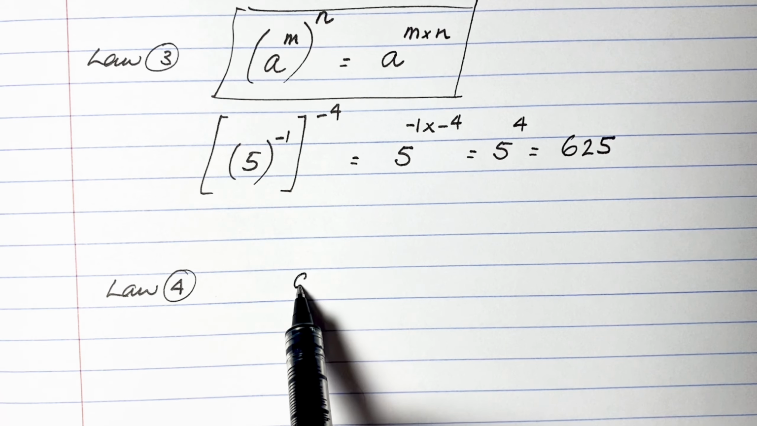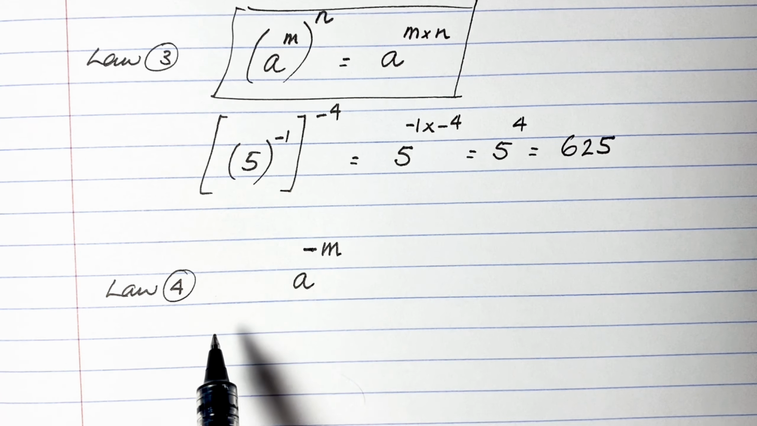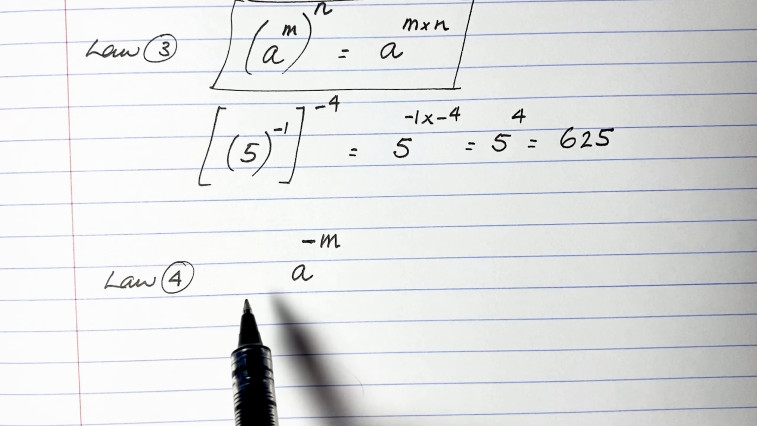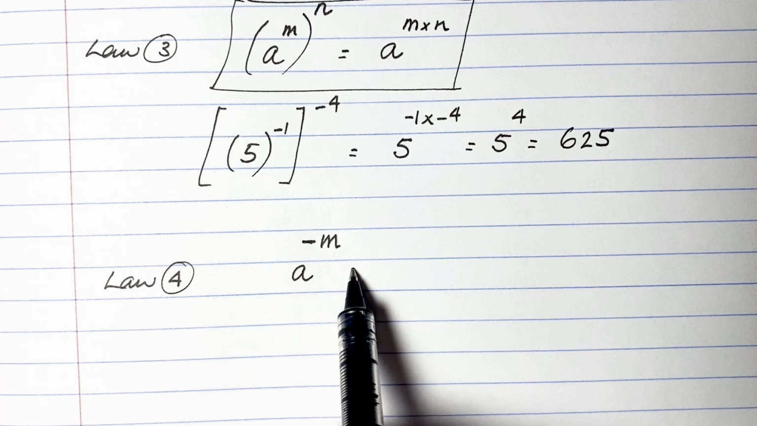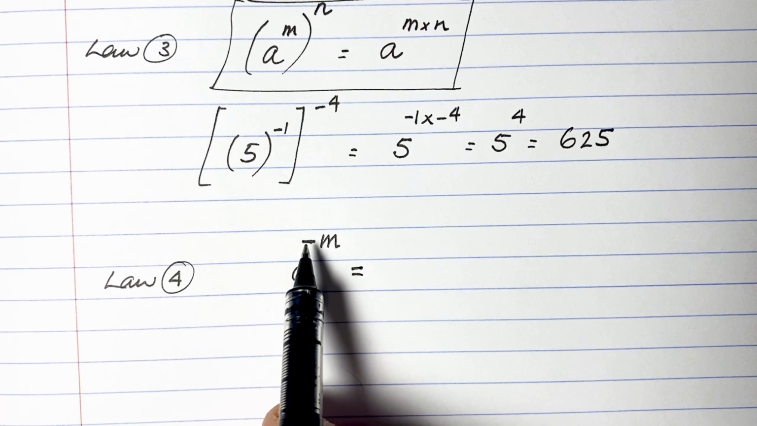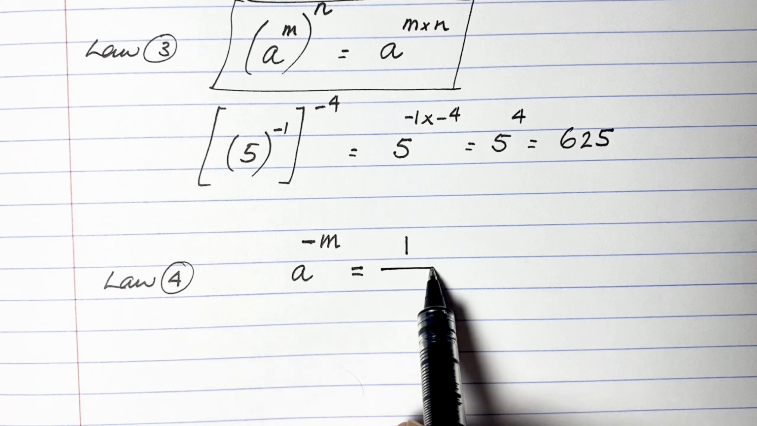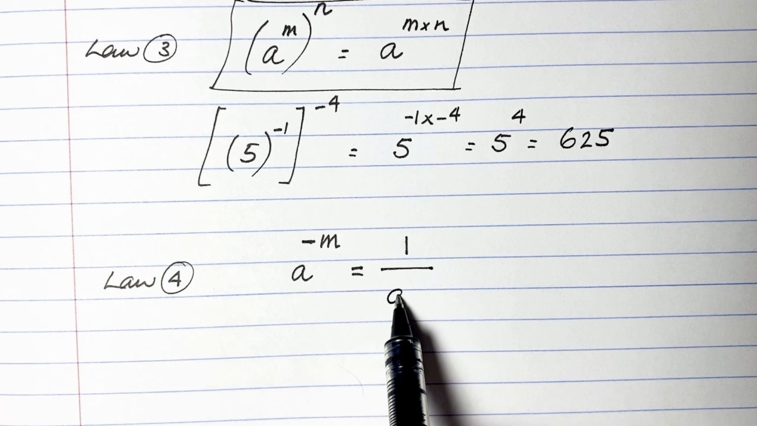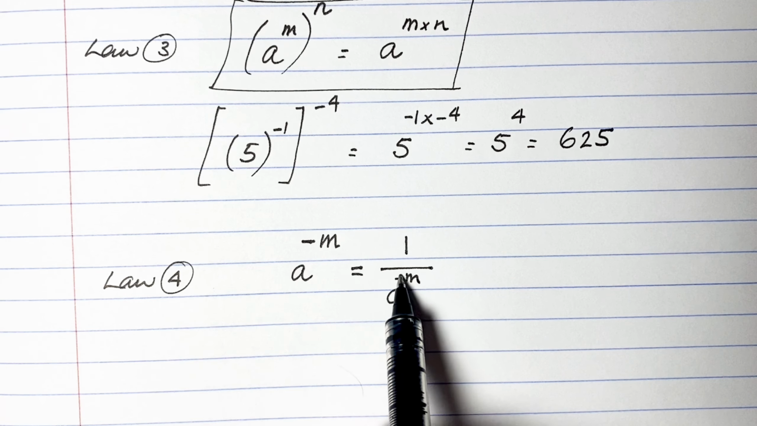We have a base to a negative power. Your power is negative, and you want to have a positive power. Well, in order to change your power from negative to positive or positive to negative, it costs you 1 over. 1 over the same, but with a positive power.